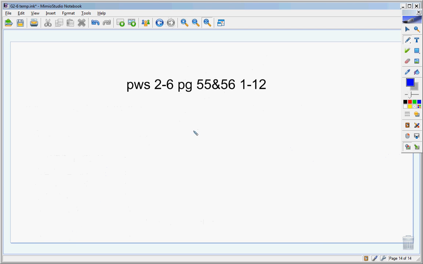So your assignment today is out of your workbook. If you want to go up and pick it up, it's out of 2-6. It's page 55 and 56. And you're going to do 1 through 12.